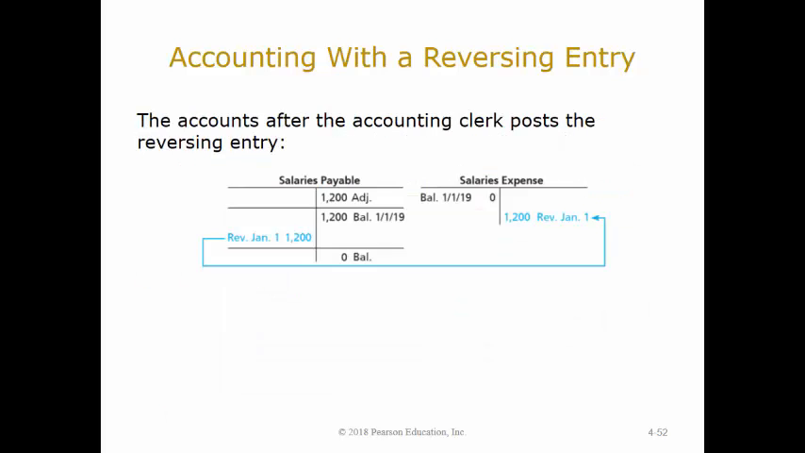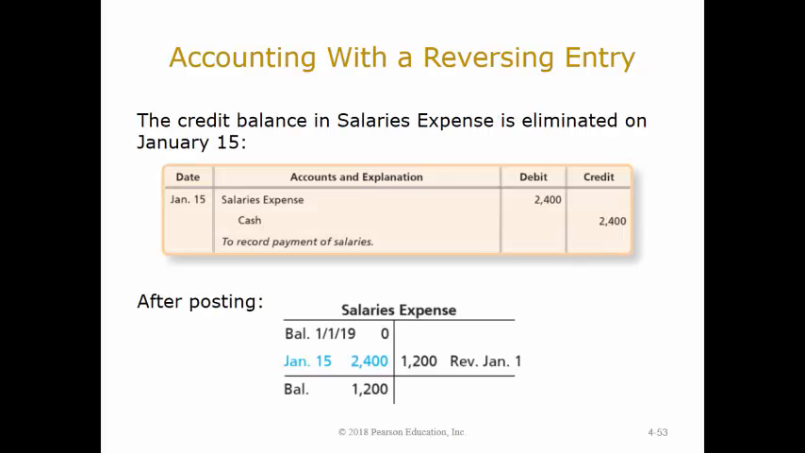The arrow between the T accounts shows the transfer of the $1,200 from salaries payable to salaries expense. This credit in salaries expense does not mean that the entity has negative salaries expense as you might think. Instead, the odd credit balance in the salaries expense account is merely a temporary result of the reversing entry. Salaries expense has a debit balance of $1,200, which is correct and represents only the January salaries.